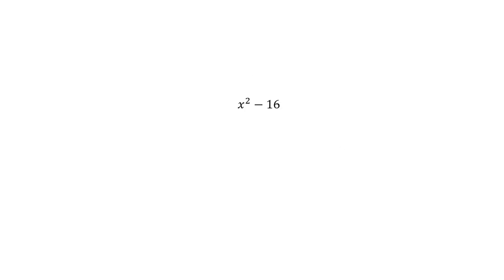x squared minus 16. We have two terms. They can both be calculated to have a square root, and they're separated by a negative sign. It's a difference of squares. To factor it, we just take the square root of the first term, which is x, place them as such. Then we look at the second term, take the square root of that term, which is 4, put them here, and just write in a negative and a positive sign.